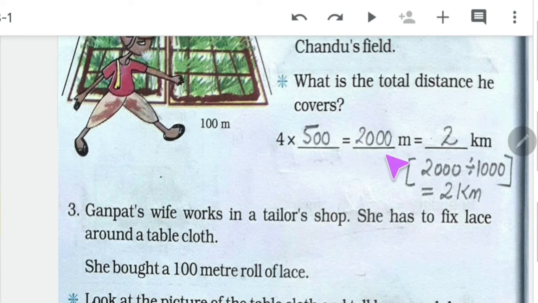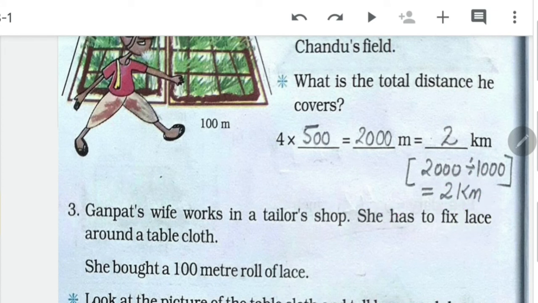Now we have to convert this 2000 meter into kilometers also. We all know that to convert meter to kilometer, we have to divide that number by 1000. So when we divide 2000 by 1000, we get 2 kilometer as the answer. So that means the total distance he covers is 2 kilometer.